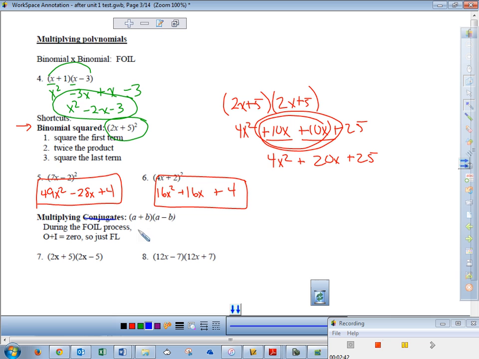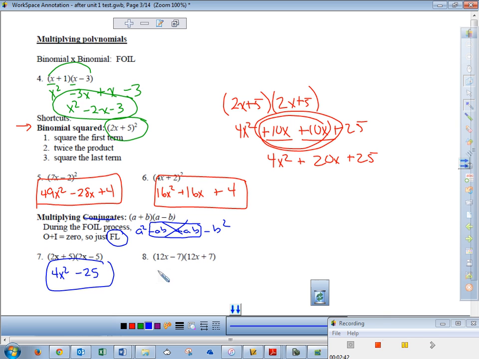And what happens if you were to FOIL it out, you'd get a squared minus ab plus ab minus b squared. The middle terms, the outside and the inside, always add up to be nothing. So during the FOIL process, all you have to do is take the first terms times each other and the last terms times each other when they are conjugates. First terms times each other, 4x squared. Last terms times each other, negative 25. That's it, because you would have canceled out with the outside and the insides.